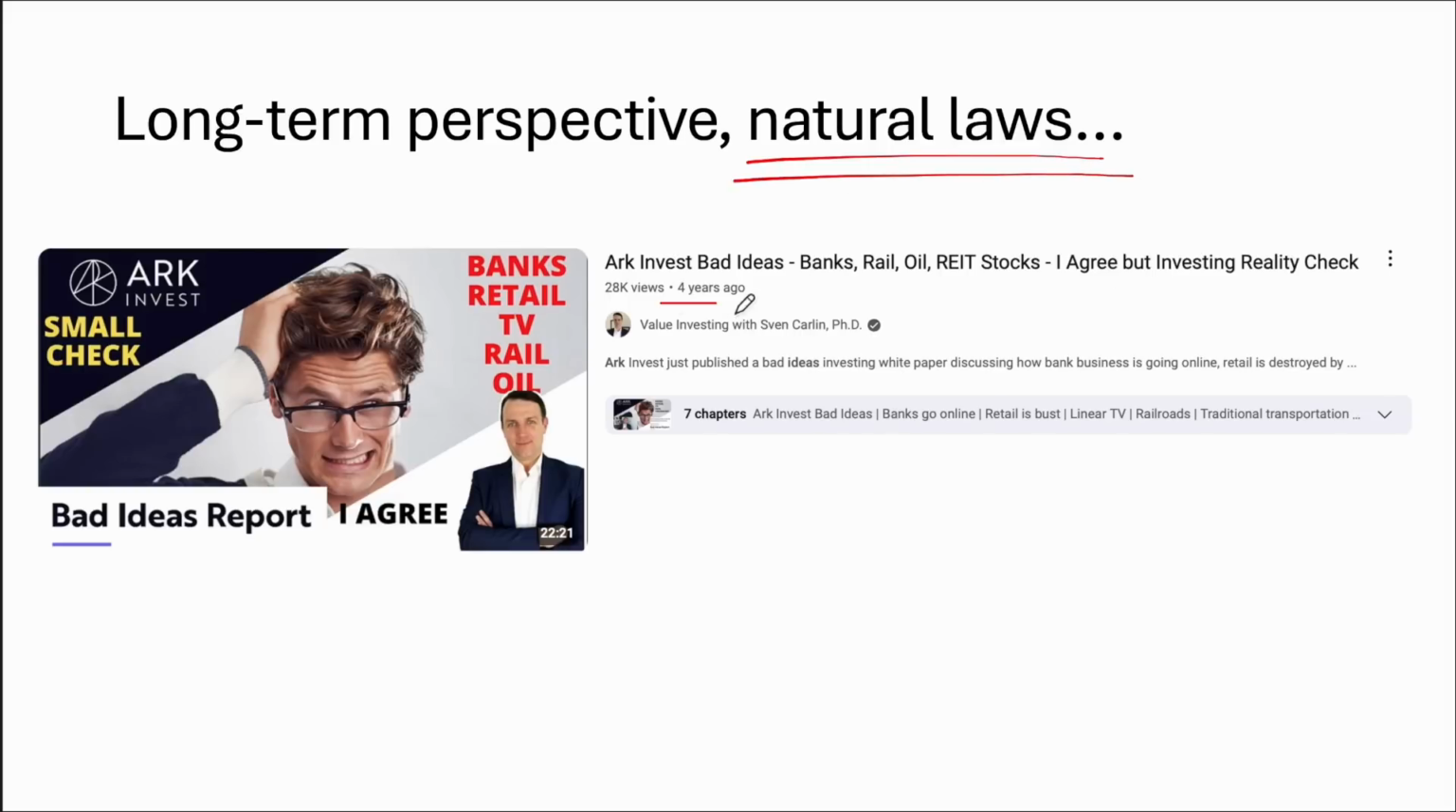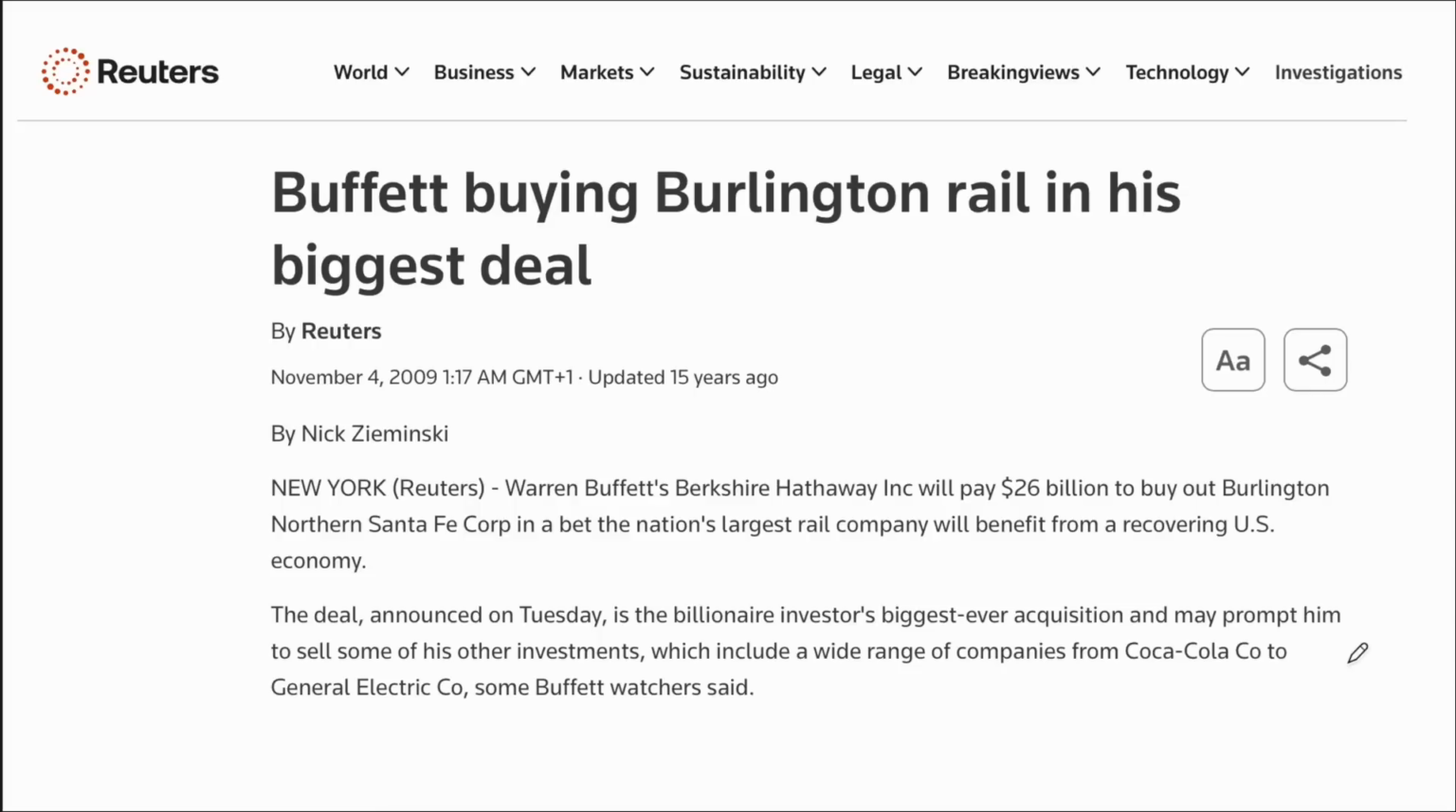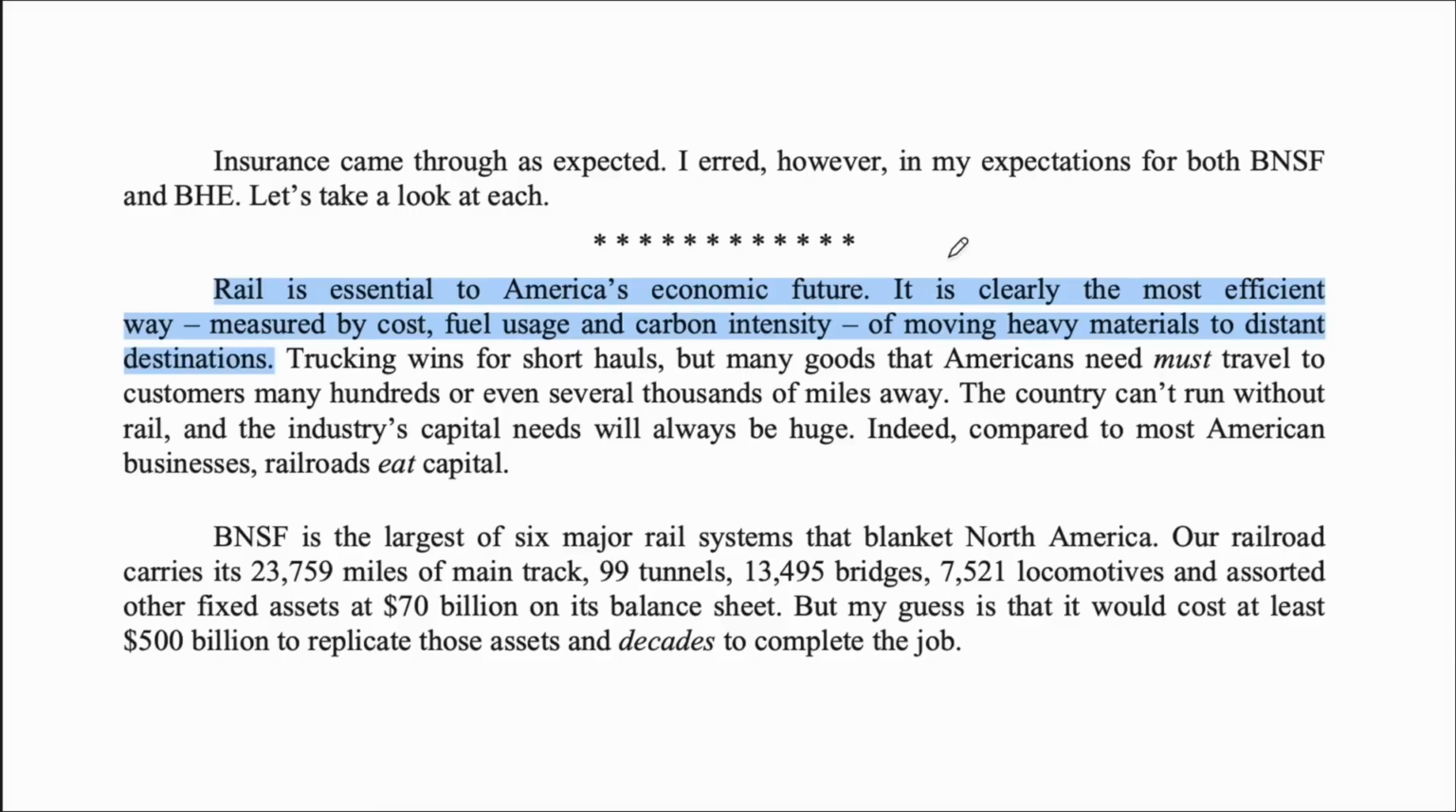I remember 4 years ago the ARK Invest bad ideas, and the bad ideas discussed, I think, railroads, because everything will be displaced by drones. And then you go back to 2009, Buffett buying Burlington Northern, and in the last letter to shareholders, he said how rail is essential to America's economic future. It's clearly the most efficient way, measured by cost, fuel usage, and carbon intensity, of moving heavy materials to distant destinations. So, something that helps about the future are natural laws.